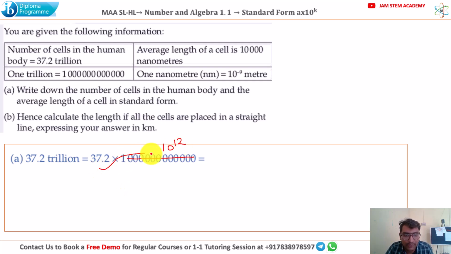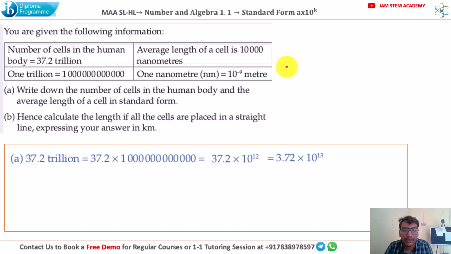But this is not standard form yet because it has 37.2. We need to write it in standard form, meaning we need 3.72. For getting 3.72, we need to shift this decimal one place in the left direction. So in order to shift this one place to the left, the power of 12 will become plus 1. So we will have 3.72 times 10 raised to the power 13. These many cells are there in the human body.